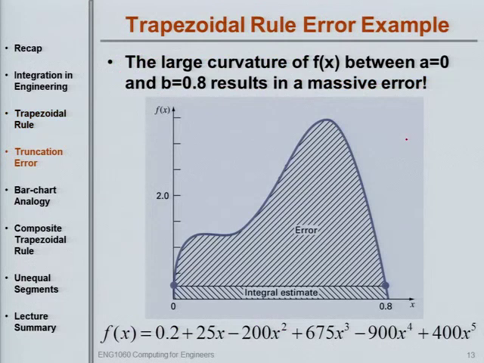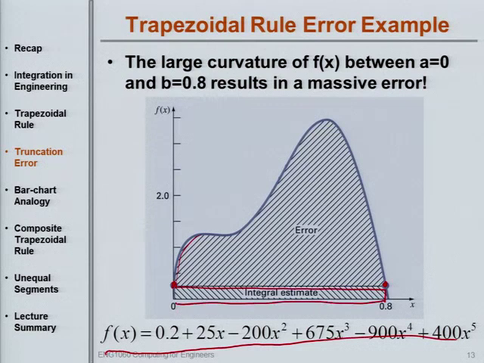Let's look at an even more extreme example of where the trapezoidal rule might fall down. Let's have a look at this function here. It's given by about there, so f of x is 0.2 plus 25x minus etc. And we've got function values at 0 and at 0.8. And we fit our little trapezoid to it. It's this bottom bit down here, and all this top stuff just disappears out of our estimate.